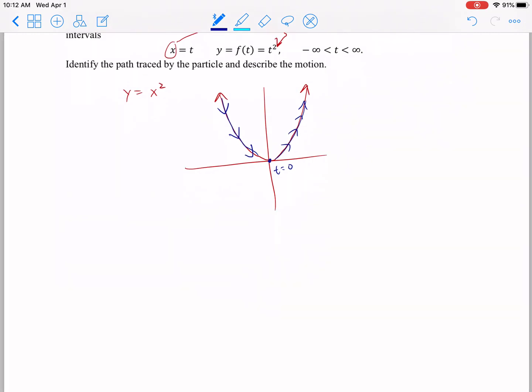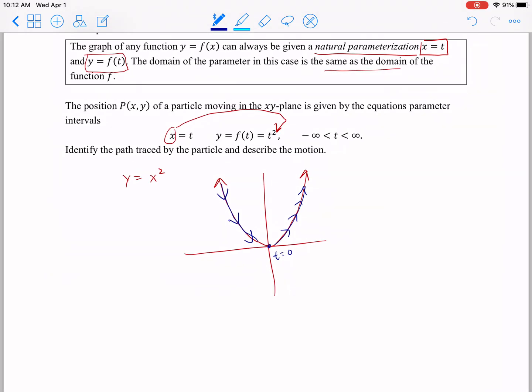So, all right, that's pretty much it for this, and hopefully it makes some kind of sense.